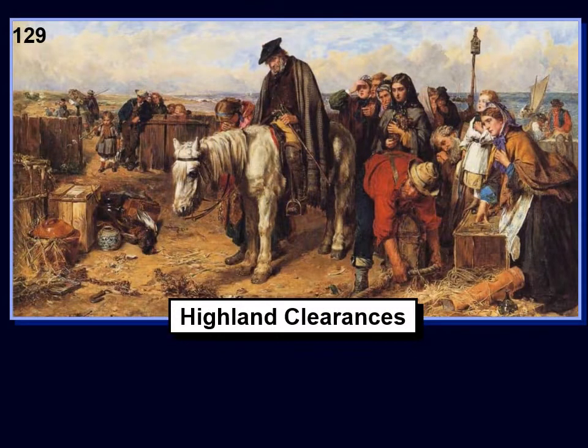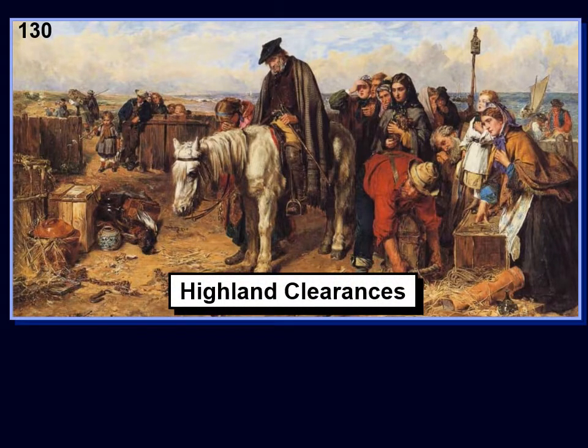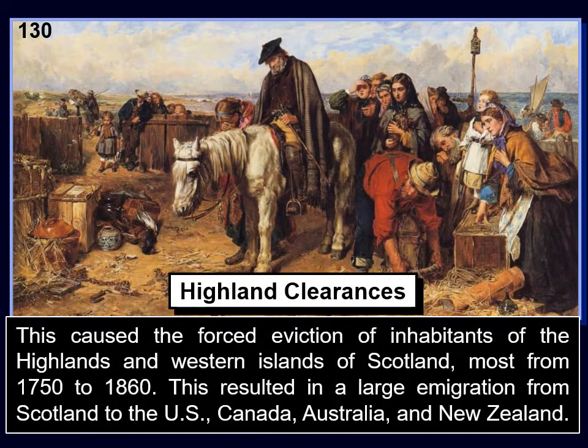The Highland Clearances were the conversion of many small farming plots to large grazing areas for sheep and cattle. This caused the forced eviction of inhabitants of the Highlands and Western Islands of Scotland, most from 1750 to 1860. This resulted in a large emigration from Scotland to the US, Canada, Australia, and New Zealand.